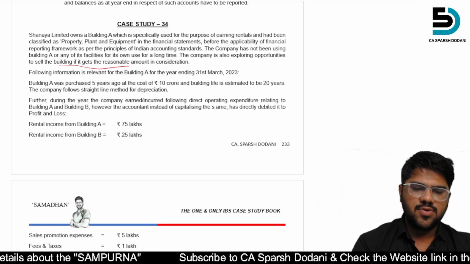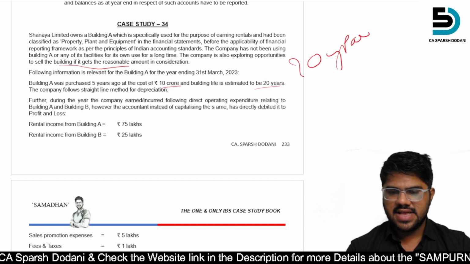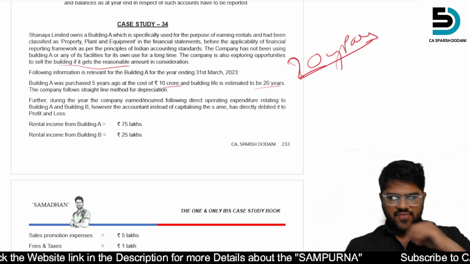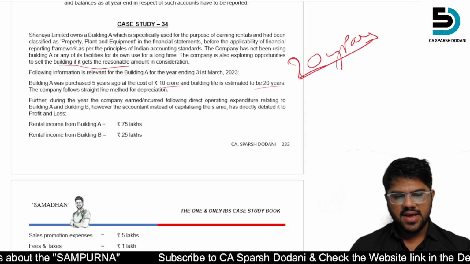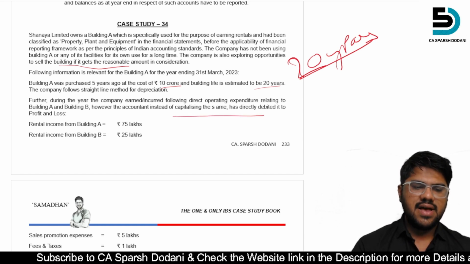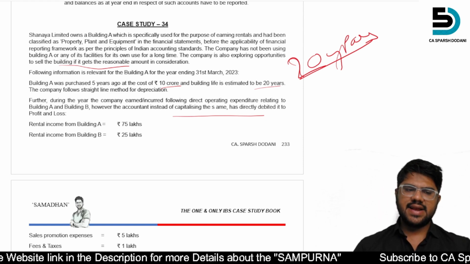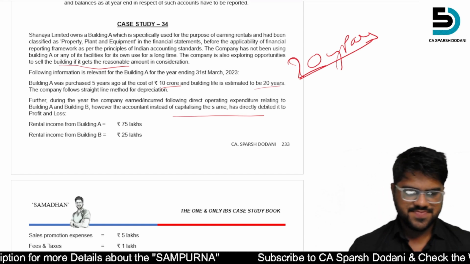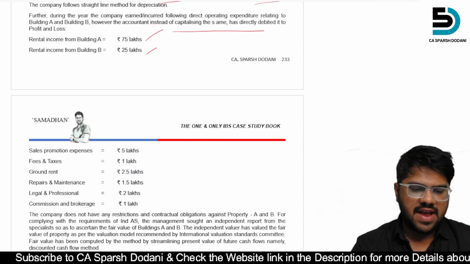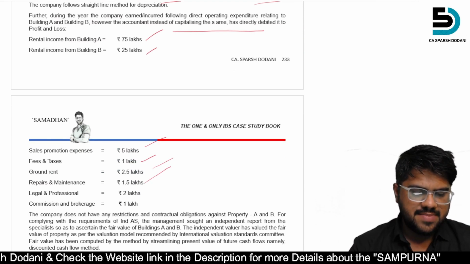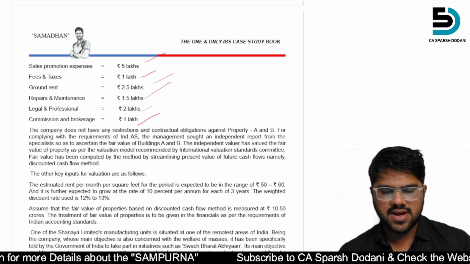Building A was purchased 5 years ago at the cost of rupees 10 crores. Building life is estimated at 20 years. Further, during the year, the company incurred the following direct operating expenditure related to buildings A and B. However, the accountant, instead of capitalizing the same, has directly debited it to the P&L. Rental income was 75 lakh for A and 25 lakhs for B. Sale promotion expenses 5 lakh, fees and taxes 1 lakh, ground rent, repair and maintenance, legal and professional, commission and brokerage. The company does not have any restrictions and contractual obligation against property A or B.